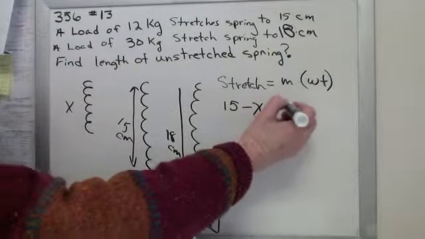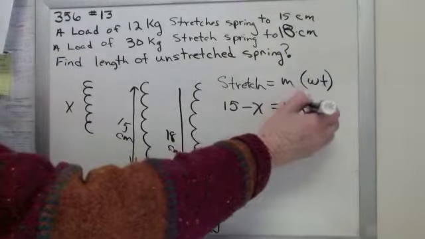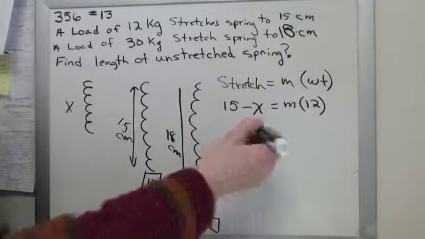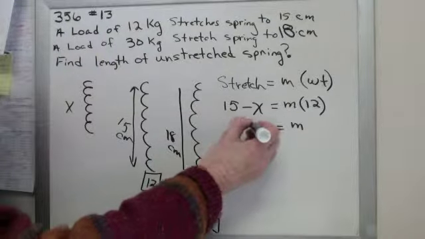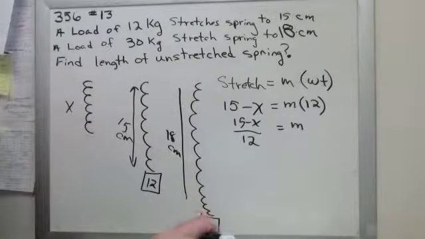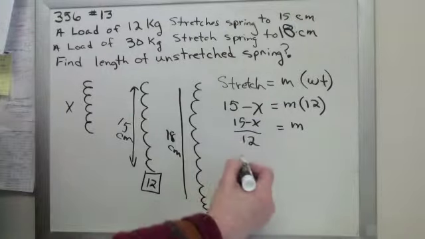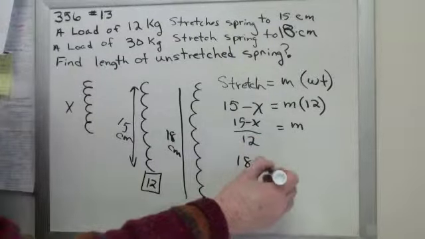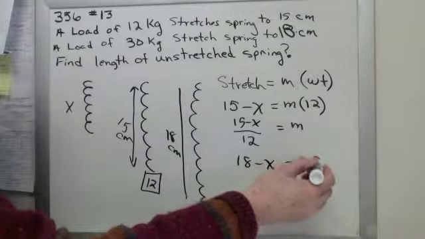And that stretch times some constant, right? And the weight we used was 12 kilograms. So we have a constant m here. We can solve this for m, saying 15 minus x over 12 equals some m. We can do the same thing for this problem. We can say that the stretch, which is represented by 18 minus the length of the spring, equals some m times 30.